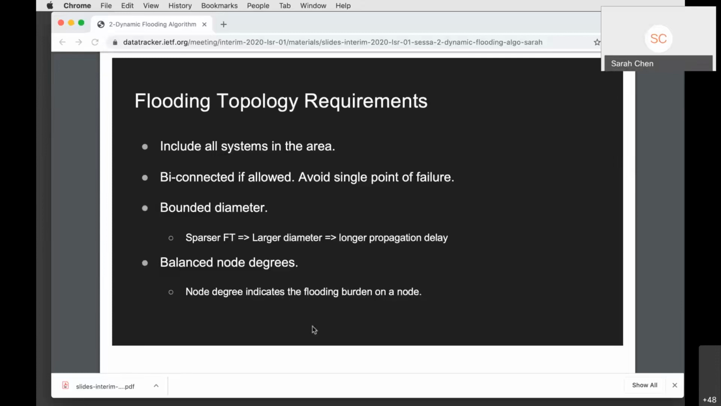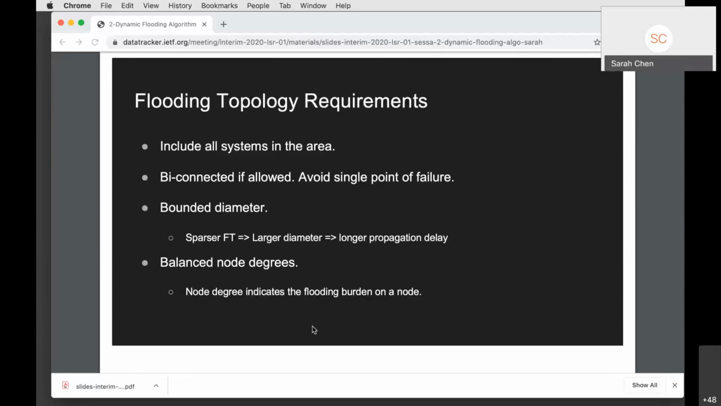The flooding topology is also designed to have a bounded diameter. The diameter of a graph is defined as the maximum distance between any pair of nodes. Use a cycle as an example. If we have a cycle of n nodes, then its diameter is n over 2. This means that a link state update has to travel n over 2 nodes to reach the farthest node. In a large network, such a long propagation delay may not be acceptable.